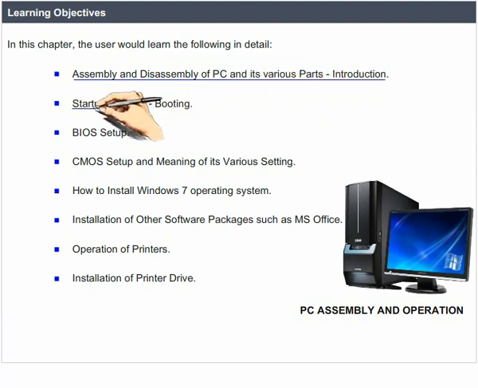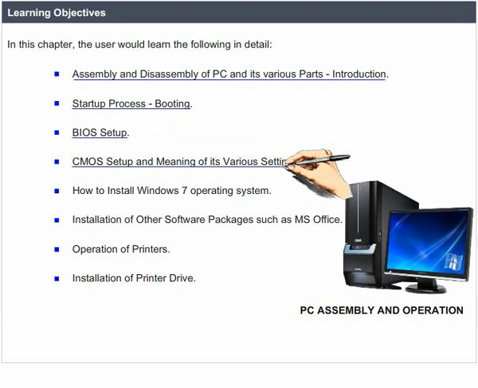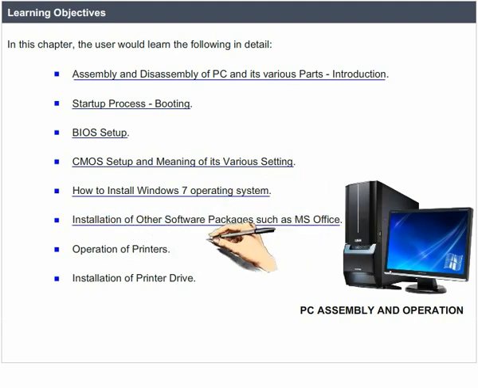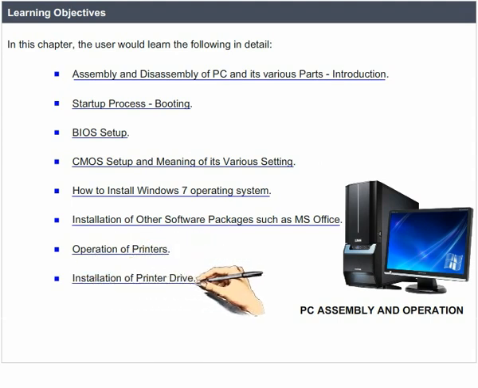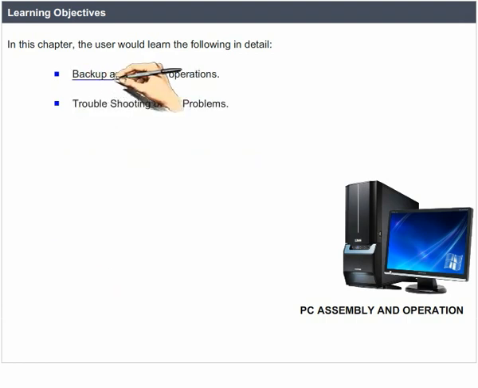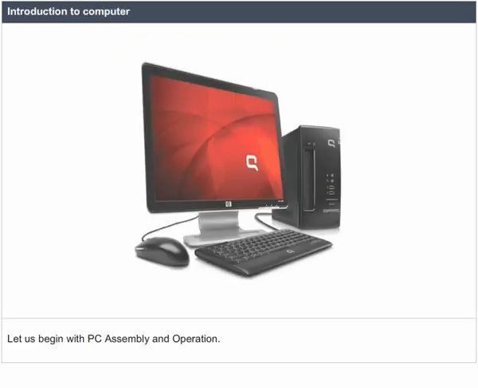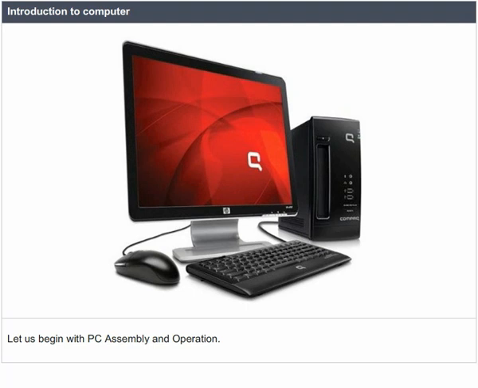Introduction. Startup process, booting, BIOS setup, CMOS setup and meaning of its various settings, how to install Windows 7 operating system, installation of other software packages such as MS Office, operation of printers, installation of printer driver, backup and restore operations, troubleshooting of PC problems. Let us begin with PC assembly and operation.